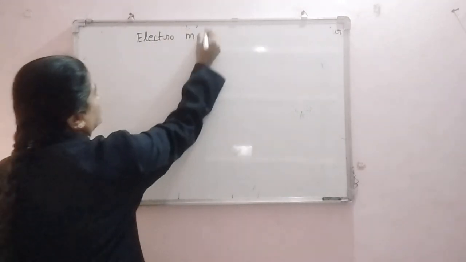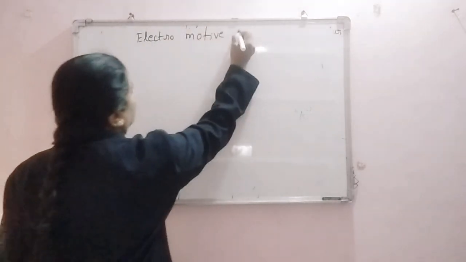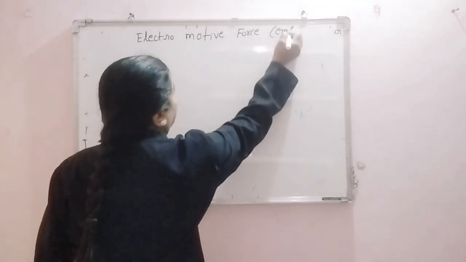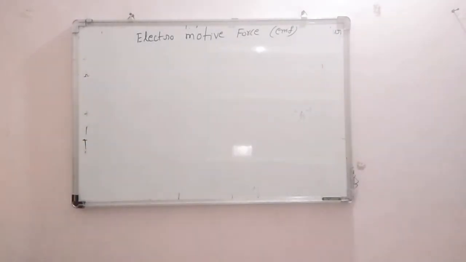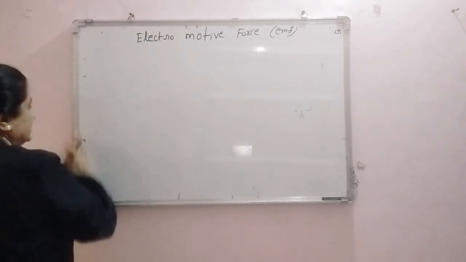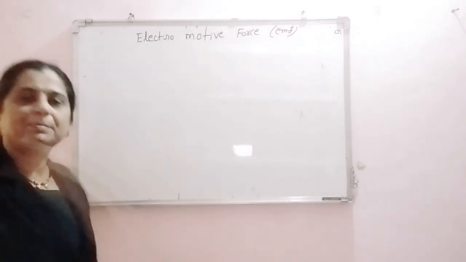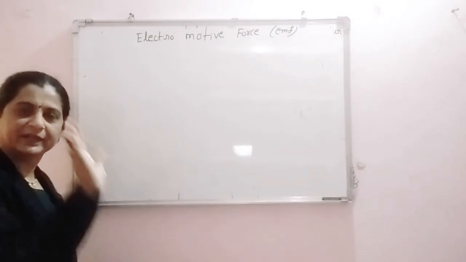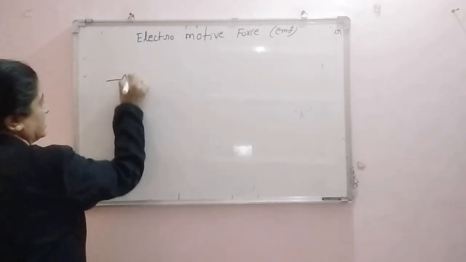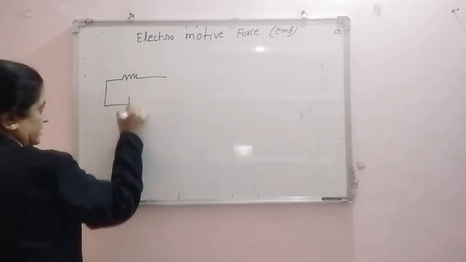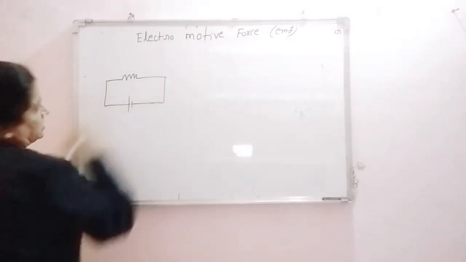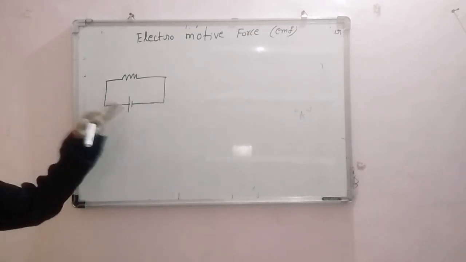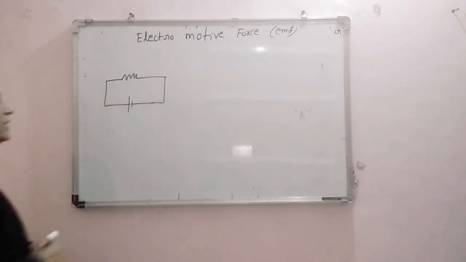Electromotive force, also called EMF. Electromotive force is nothing but the energy supplied by the source to move the charge in the circuit or a conductor. Let us consider a circuit having a source, either any dry cell or any chemical cell, whatever the source may be, generator, the cell.